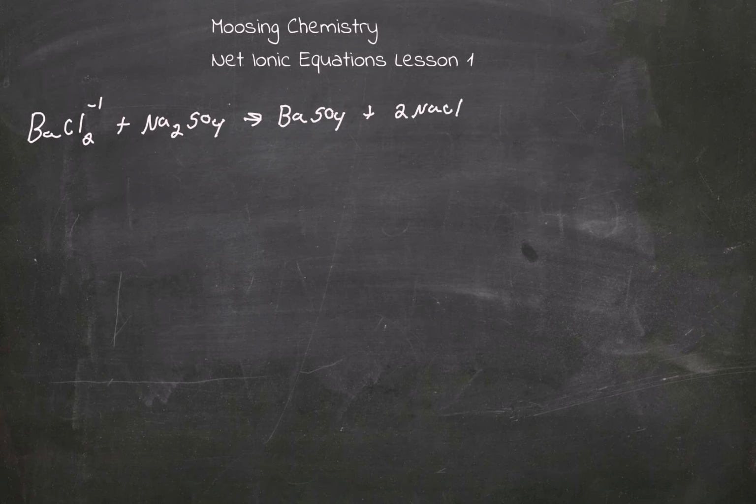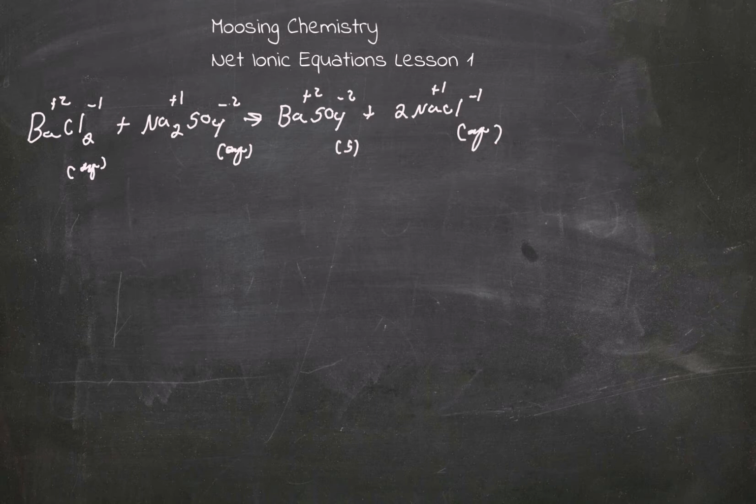So let's see here. This is minus 1 plus 2. This is an aqueous thing. This is also aqueous. Minus 2 plus 1. This is minus 2 plus 2. This is a solid. Oh, that's different. And then sodium chloride is also AQ. It's minus 1 plus 1.